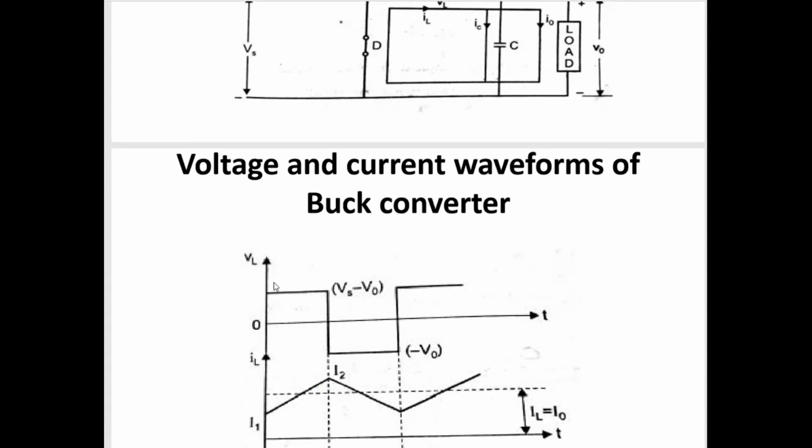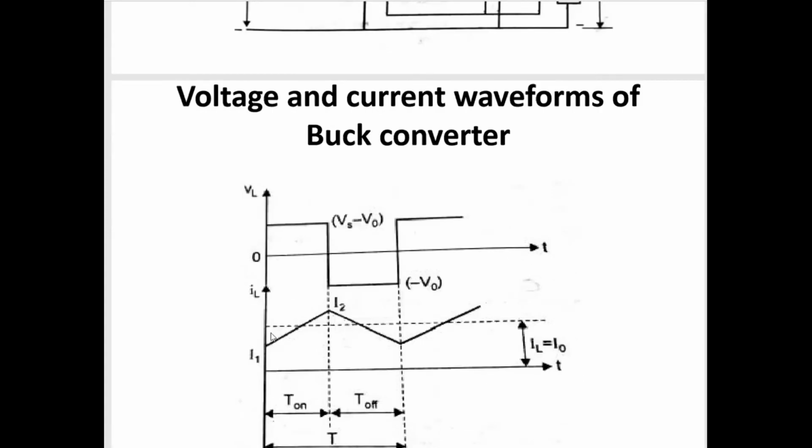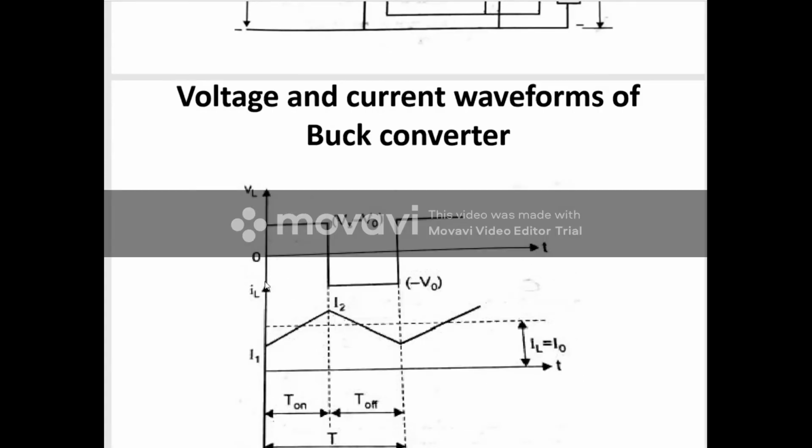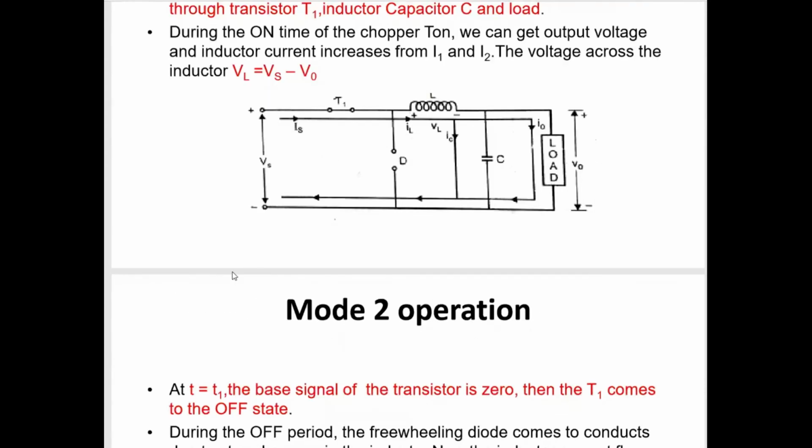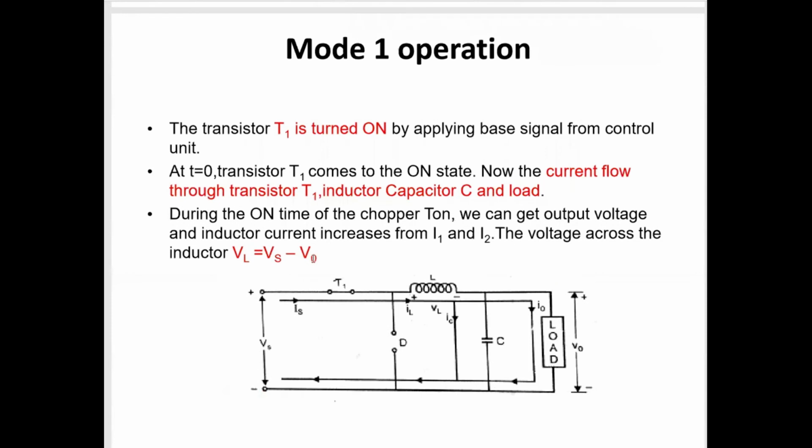First, look during this time. During this time the transistor T is in on condition. When transistor T is on, what about the voltage across the inductor? We derived Vs minus V0. It is mode 1, we derived this. The value of VL equals Vs minus V0. And what about the current flowing through the inductor? It increases from some minimum value I1 to I2.